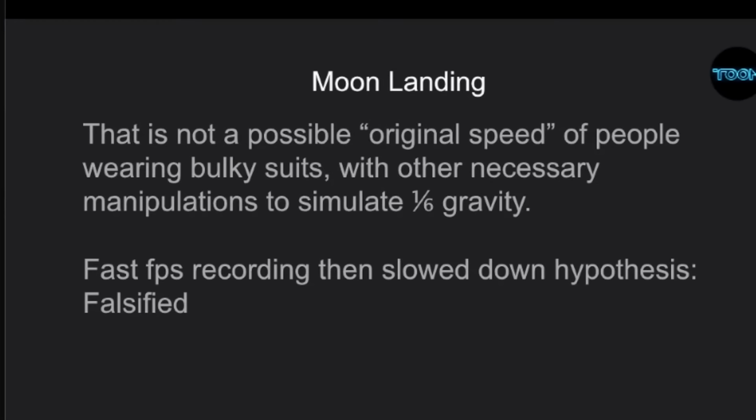So it's not possible using the original speed, wearing those bulky suits, and other necessary manipulation to simulate 1/6 gravity. So the hypothesis of a fast frame rate recording then slowed down is falsified. There you go. All right, Peter.